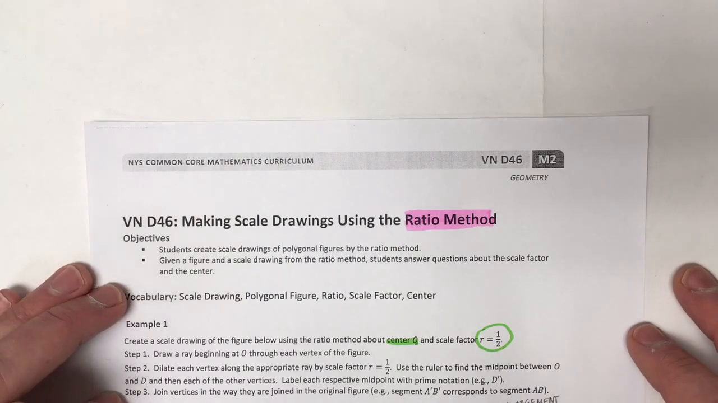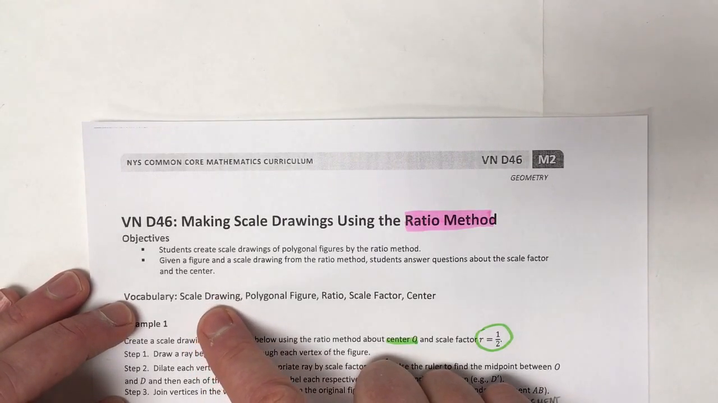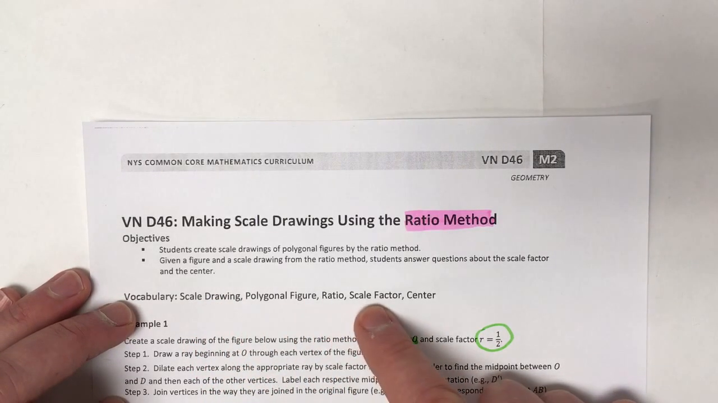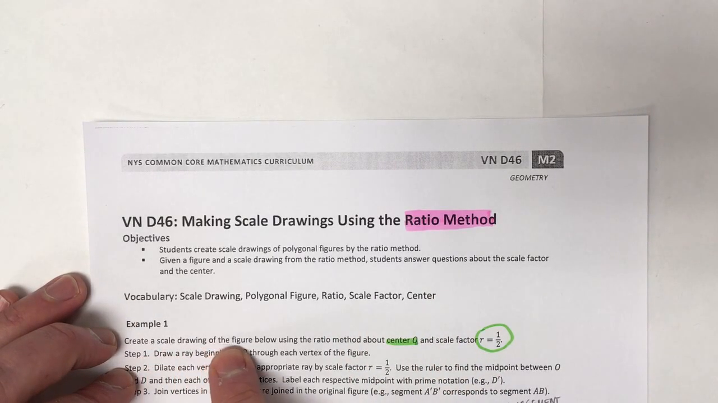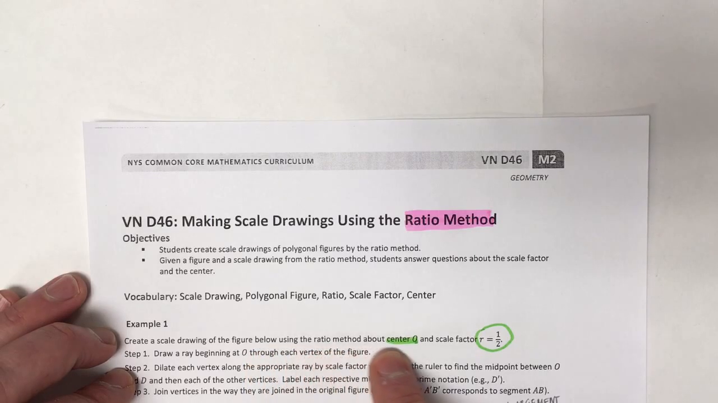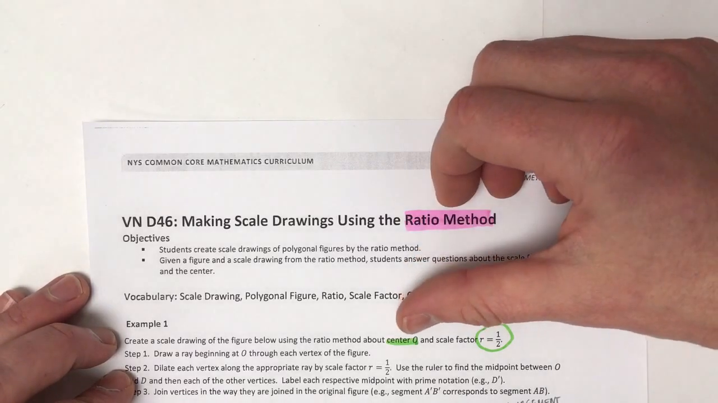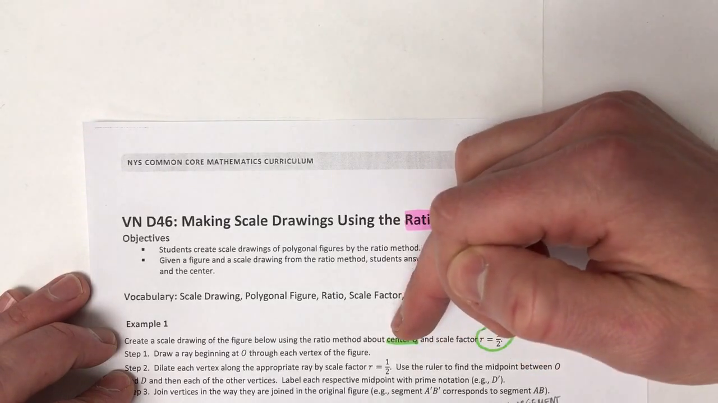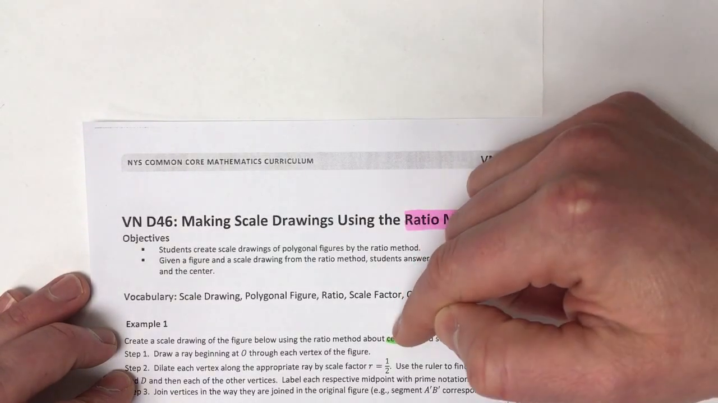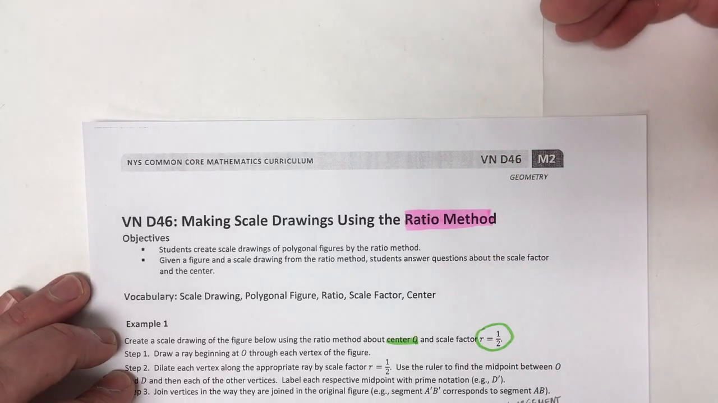And so as you look at this, you've actually been given some steps. Some vocabulary within those steps might be scale drawing, polygonal figure, ratio, scale factor, and center. Create a scale drawing of the figure below using the ratio method about center O. Highlighting and annotating these things becomes really important, one, so you know what you're doing, but there are some key words that will help you as you go through these dilations. Center is one of them, scale factor is another, because the scale factor gives you the numerical value that you're going to manipulate your line segment.